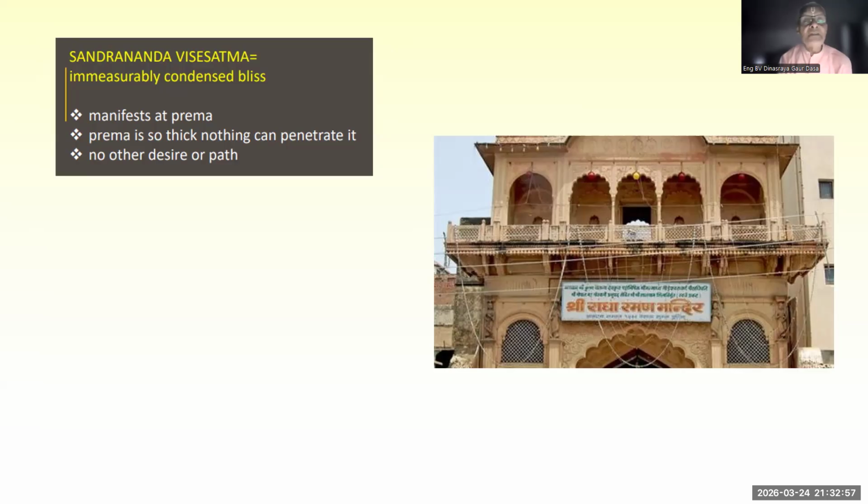So this Sandranand Visheshatma, it is condensed bliss. This is part of the Prema Bhakti. Now there are two parts. There are 6 symptoms. 2 belong to Sadhana Bhakti, 2 belong to Bhava Bhakti, and the last two, that is Sandranand and Krishna Akarshani, belong to Prema Bhakti. It is the highest form of bliss. And there is no Bhava.